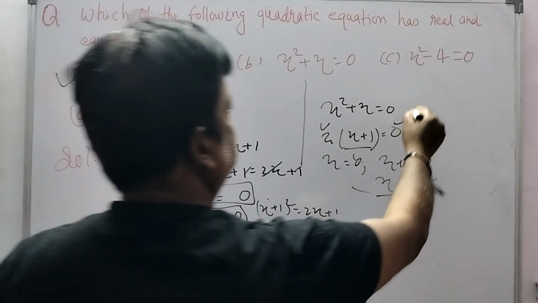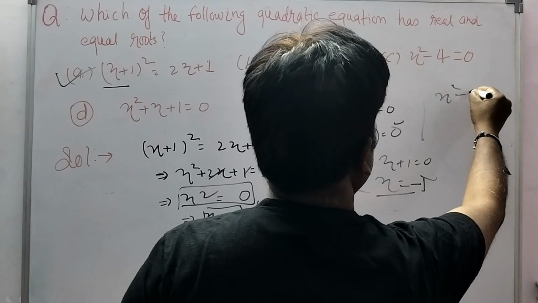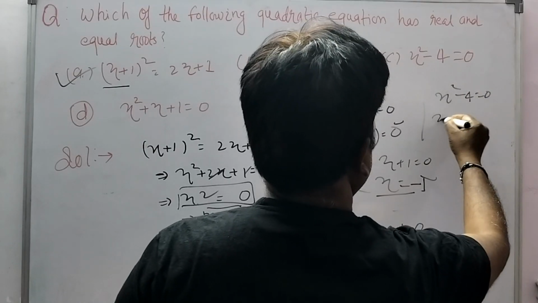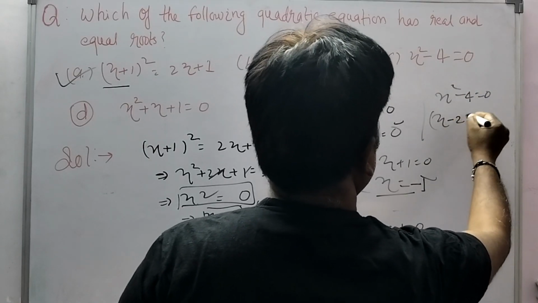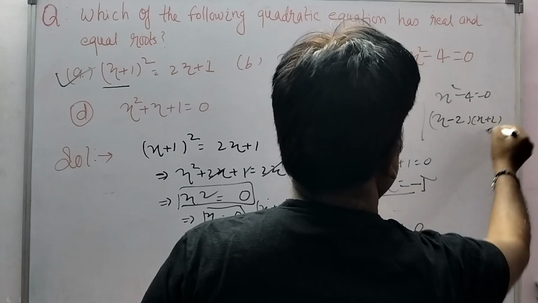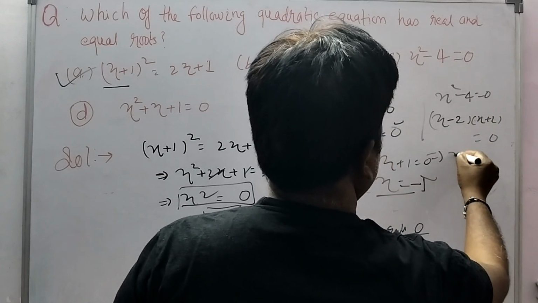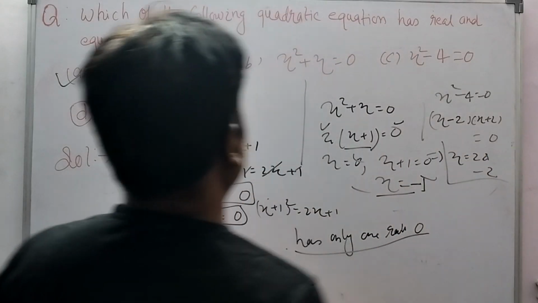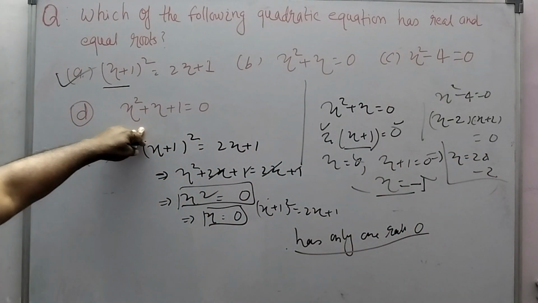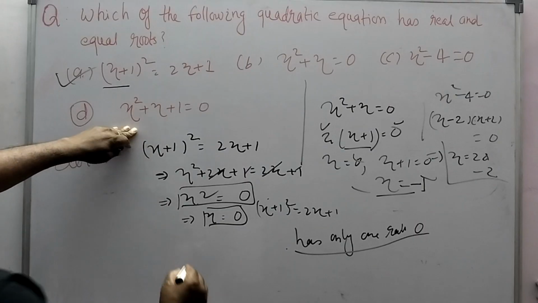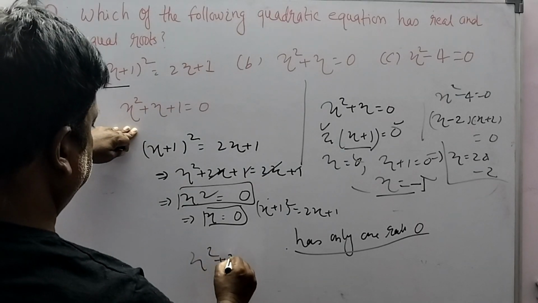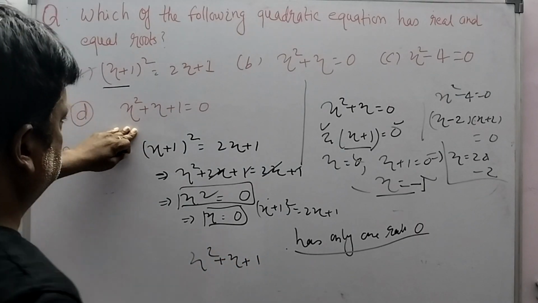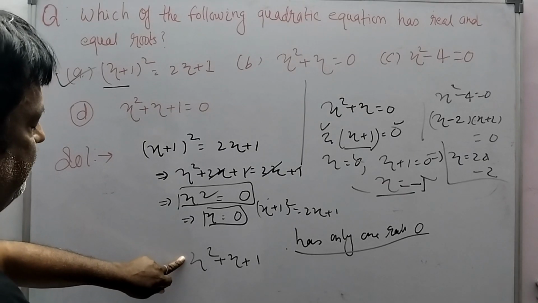We can try another example. Suppose x square minus 4 equal to 0. So x minus 2 into x plus 2 equal to 0, that means x equal to 2 and minus 2. Both roots are different. Similarly, x square plus x plus 1 cannot be factorized.